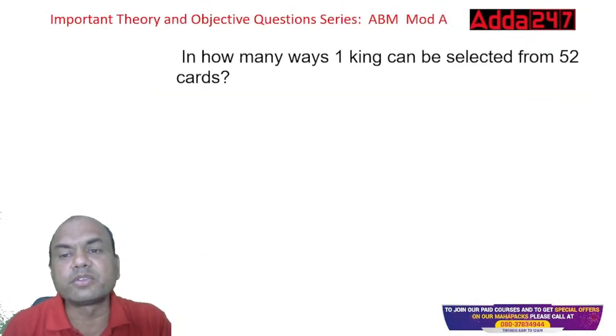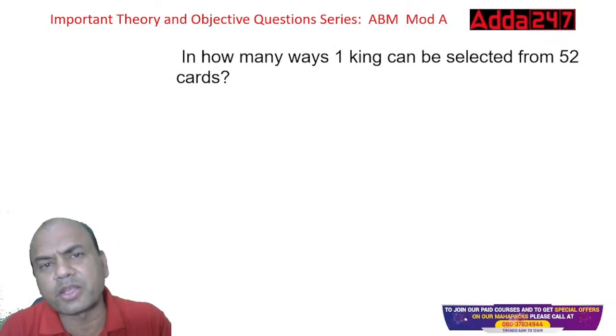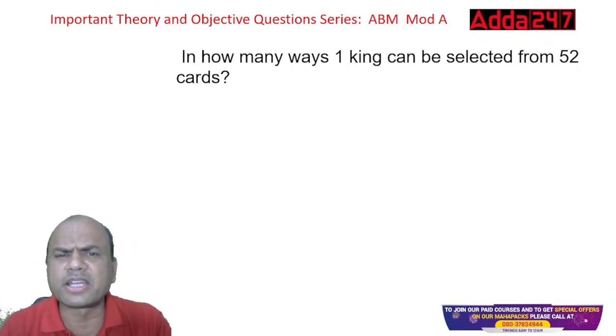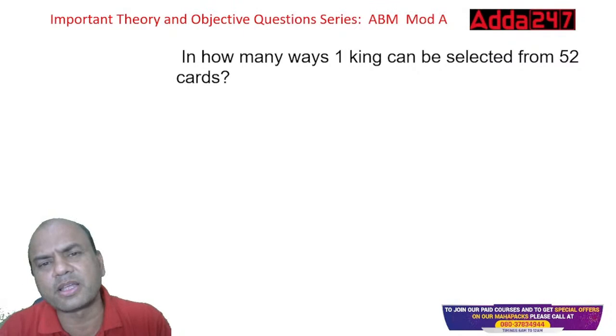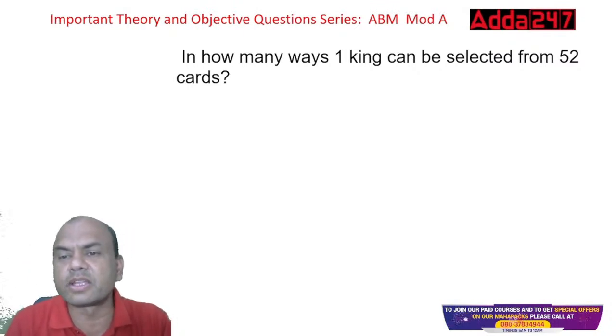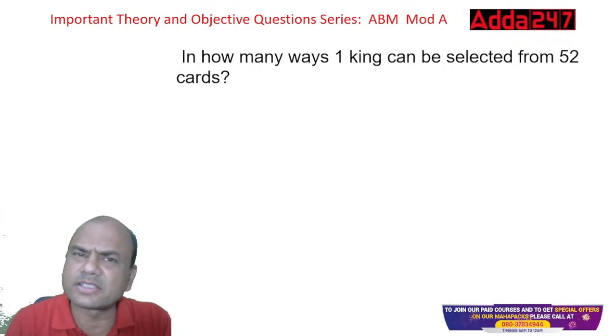In how many ways can one king be selected from 52 cards? Again, I have taken probability questions here because they are mixed with these estimation chapters, and estimation questions are very simple, so I have taken them separately. So, in how many ways can you select one king from 52 cards? Again, the same question.